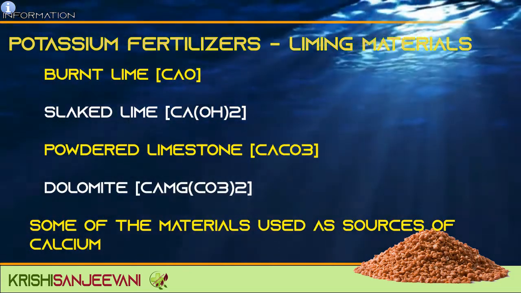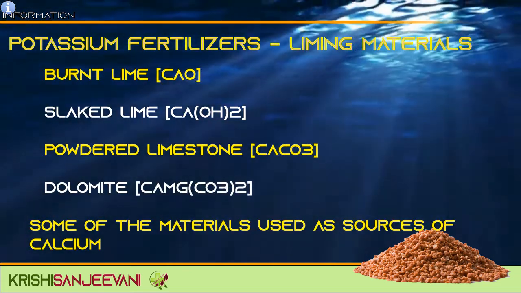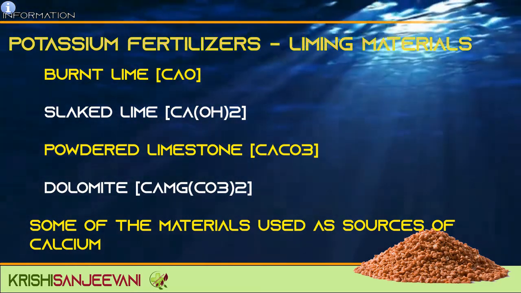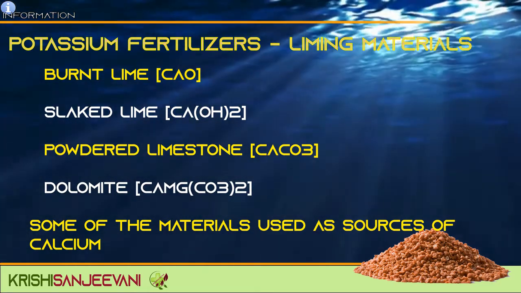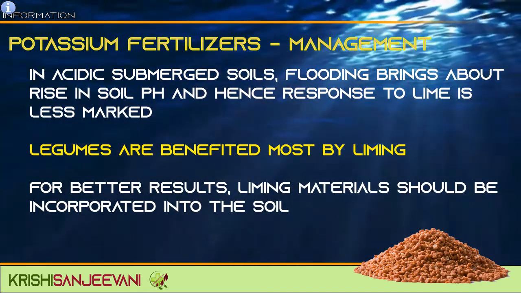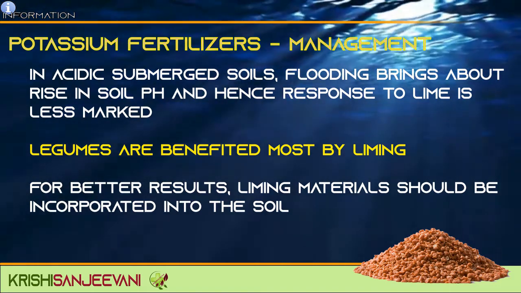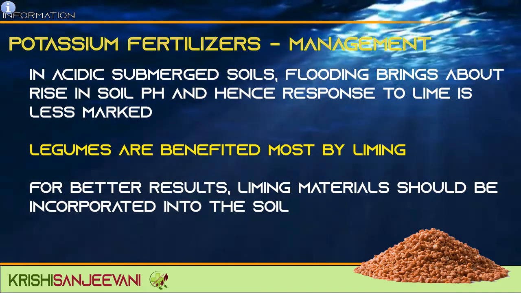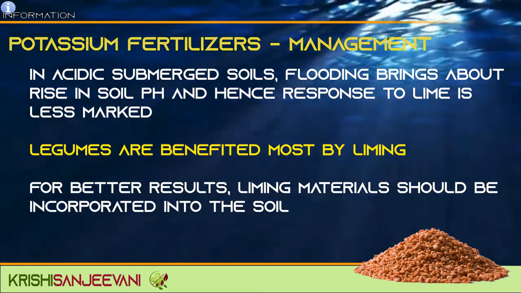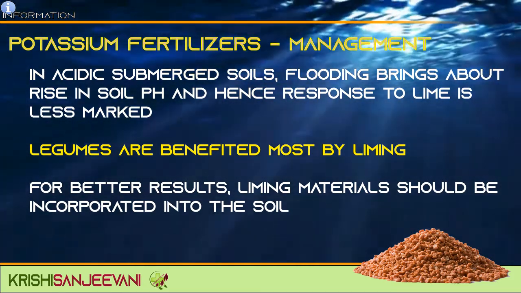Liming materials. Burnt lime, slaked lime, powdered limestone, and dolomite are some of the materials used as sources of calcium. Management. In acidic submerged soils, flooding brings about rise in soil pH and hence response to lime is less marked. Legumes are benefited most by liming.